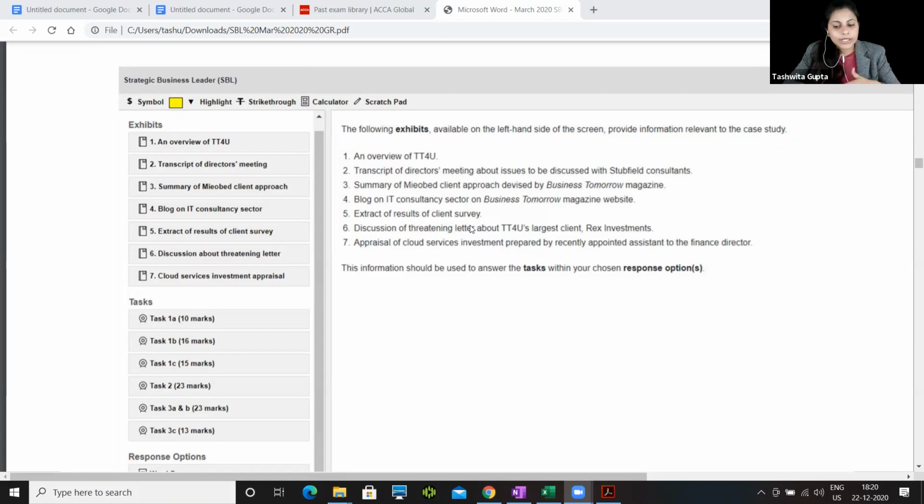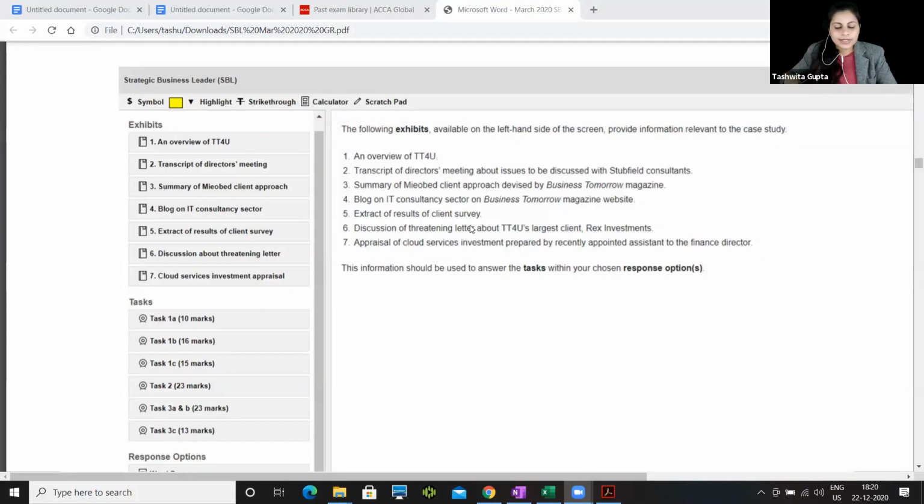So how will you read the case study and how will you manage your task? That I will discuss when we solve a mock paper on this computer-based platform. What we will do is first read the exhibits, okay? And first we'll read all the requirements. Then I will copy and paste all the requirements into my Word file, which is given as a spreadsheet, as a response option. So I will copy and paste the requirements there.